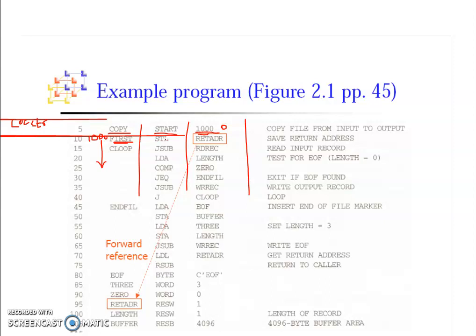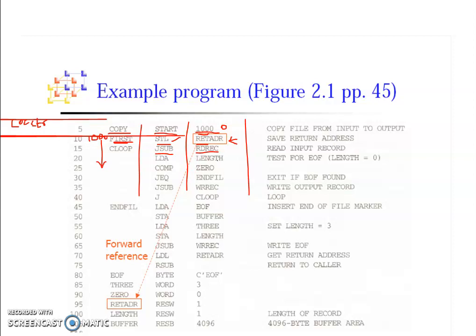So here first is STL WRITADDRESS. What does that mean? It stores to the link register the value that is stored in the write address, which means the next statement will be a jump subroutine. Here comes the jump subroutine. To which subroutine does it need to jump? RDREC. So for any jump subroutine instruction, we are making use of a link register.